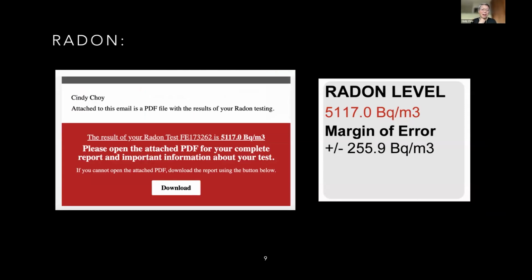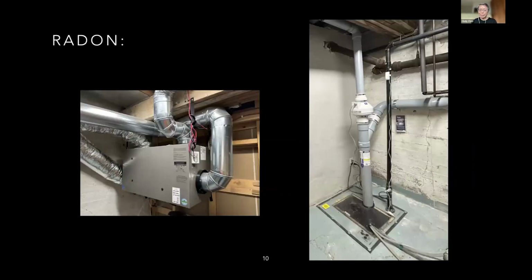The margin of error was greater than the minimum level of radon that's supposed to exist in your home for a healthy environment. So right away, we could not get radon remediation instantly, but we were able to install a heat recovery ventilator, which was part of our plan anyway in trying to upgrade this house.